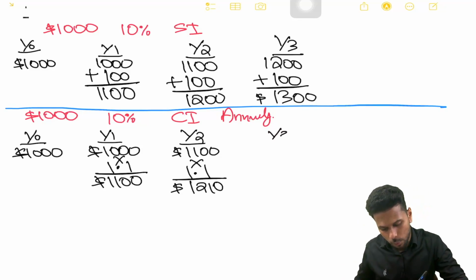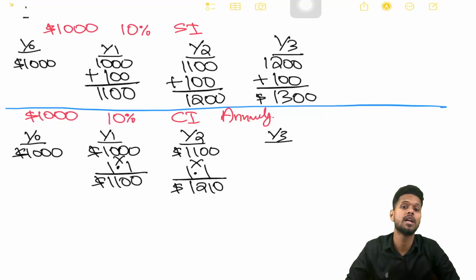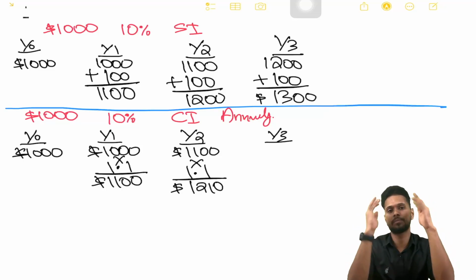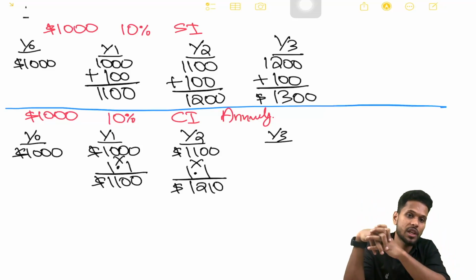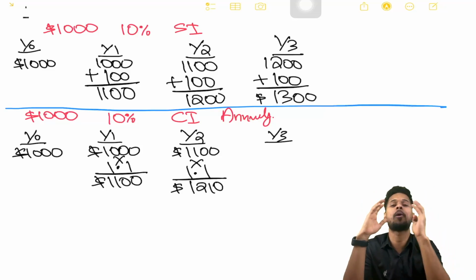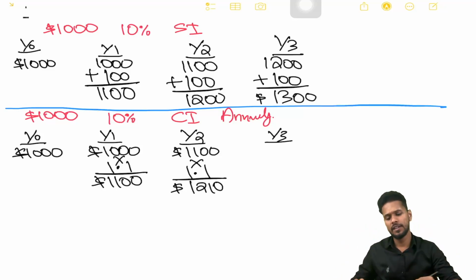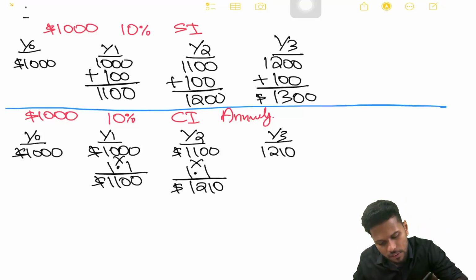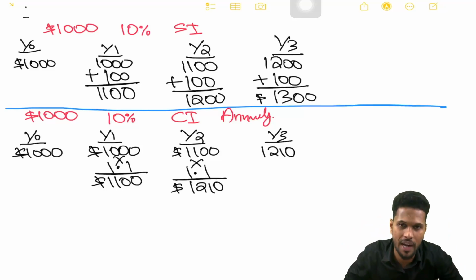Listen everybody, year 3. How much is the amount in year 3? You do it yourself. Just pause the video and do it yourself, then cross-check with my answer. Okay, hope you are done. So year 3, very simple. That 1210 will be carried forward.